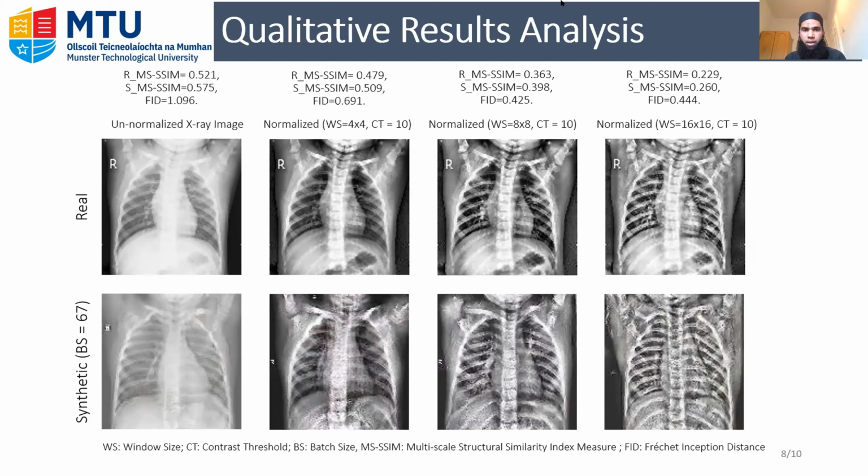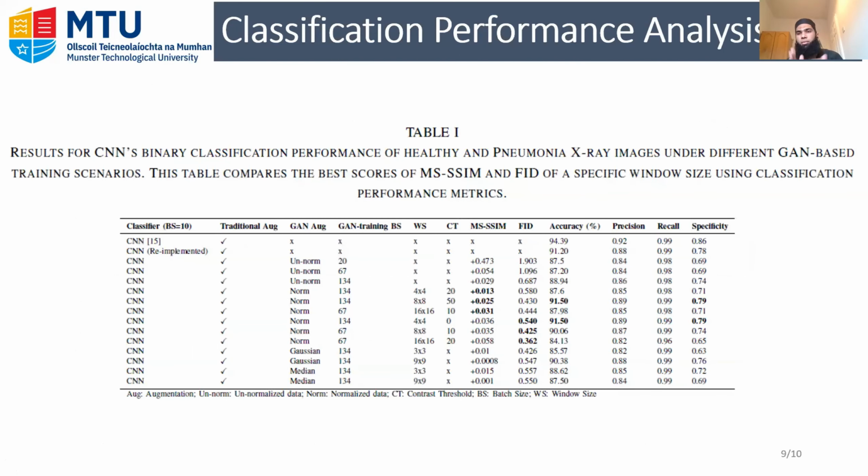So now we generated synthetic images using this DC-GAN technique and the adaptive input image normalization approach. And then we used those synthetic images with the real images, and we performed classification of healthy X-ray images using these GAN-based generated X-ray images.